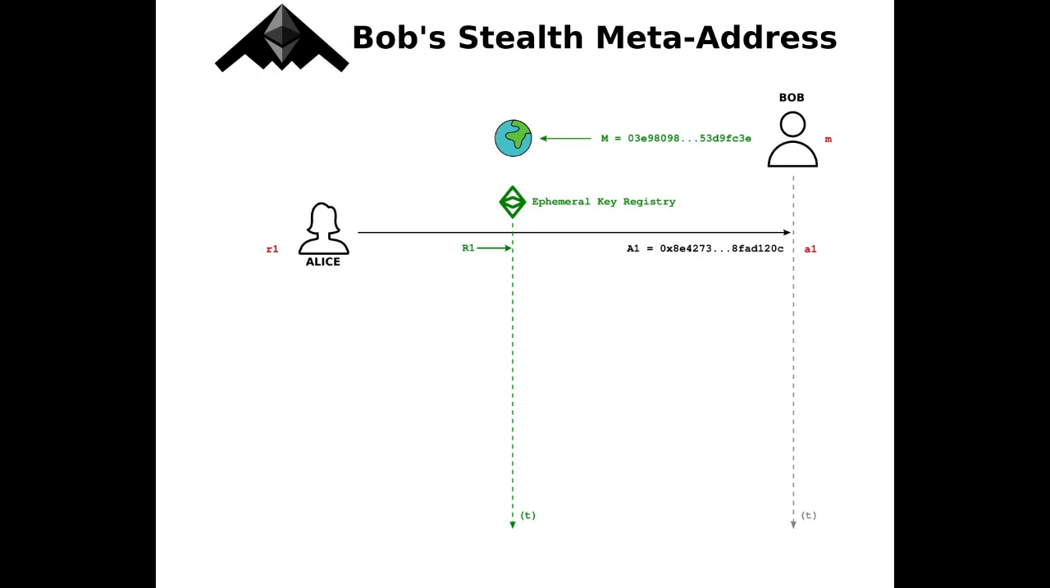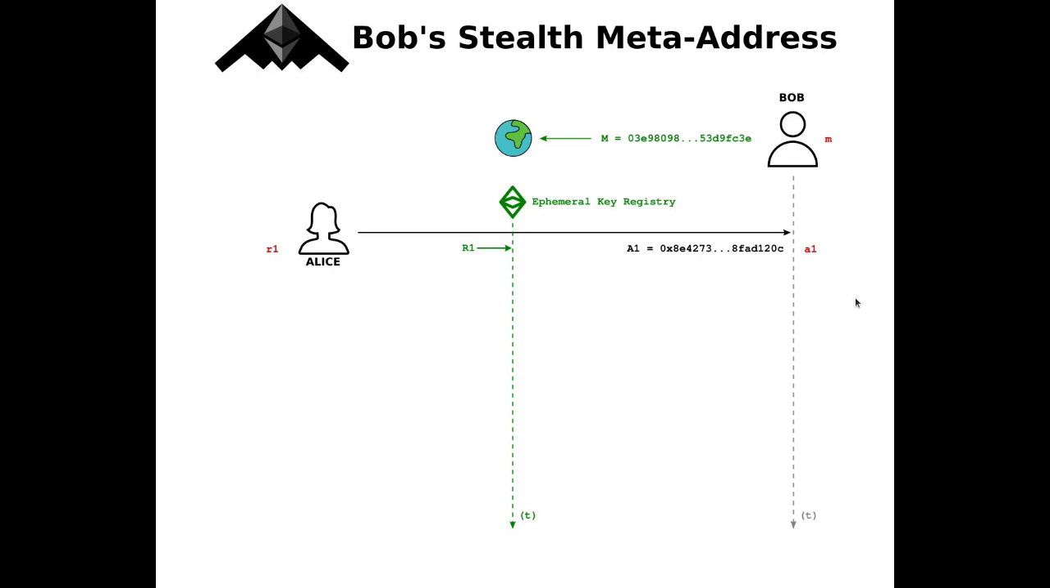Using some elliptic curve math tricks, Alice generates what's called an asset address labeled capital A and sends payment to this instead of sending it to Bob directly. So Alice actually had to make two transactions. One to post the ephemeral key, and the second one to actually send payment. She doesn't have to post these from the same account, nor does she have to post them at the same time.